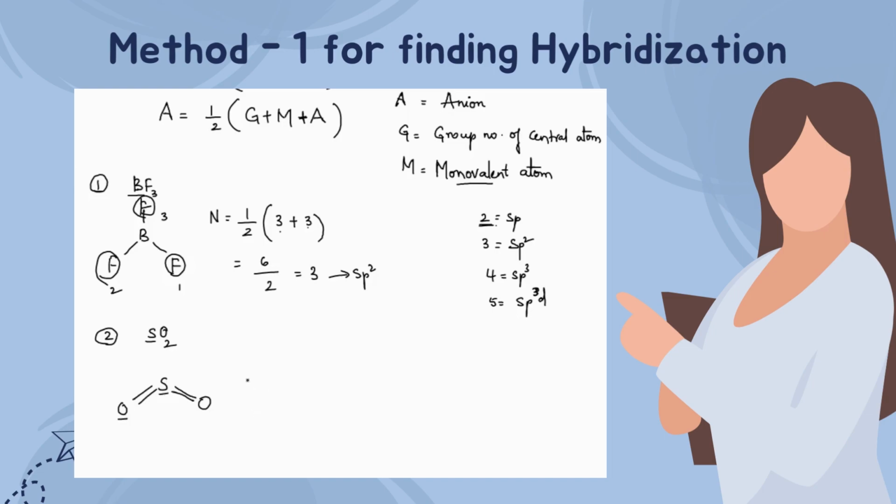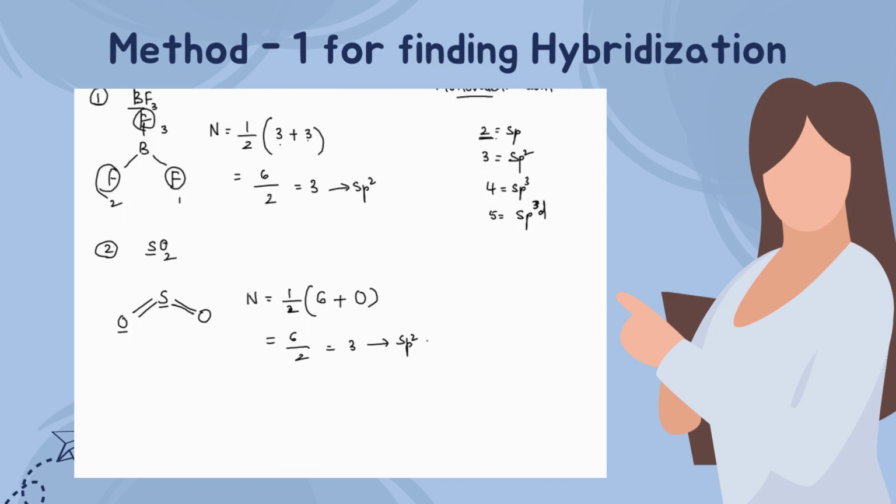Though our central atom is sulfur, what is the group number of sulfur? Sulfur and oxygen both belong to group 6A, the chalcogen family. So its group number is 6, plus there are no monovalent atoms. Both the oxygens are divalent. So the number of monovalent atoms in this molecule is equal to 0. Then the remaining part is 6 by 2, which is equal to 3. When the number is equal to 3, the hybridization is sp2 hybridization. This way we calculate the hybridization for simple neutral molecules by applying the above formula.